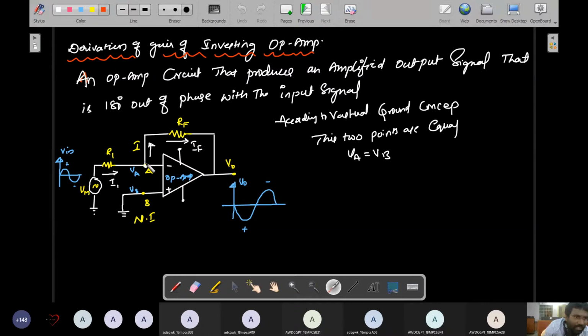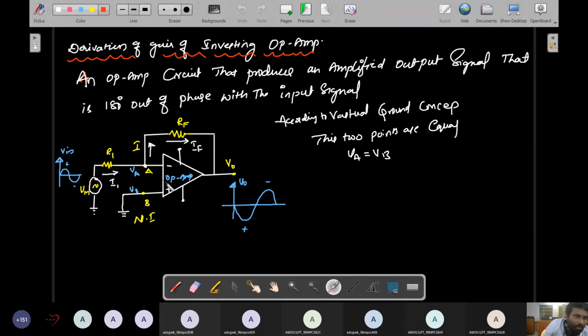Why? Because this is the inverting terminal. Our input voltage is given to the inverting terminal, and the inverting terminal indicates a negative sign. So due to this negative sign, the input signal is inverted. Therefore, whatever output voltage we obtain from this operational amplifier always maintains a 180 degree phase shift with respect to this input voltage.